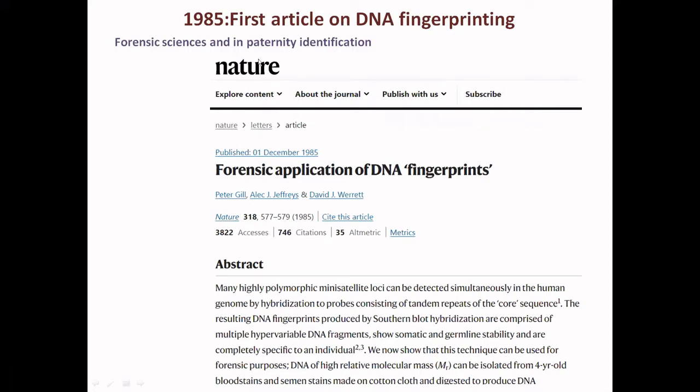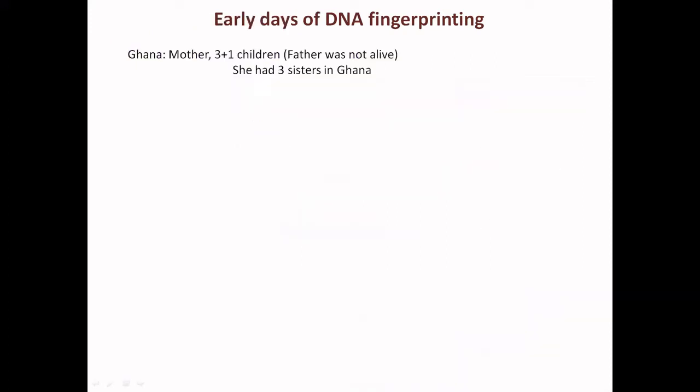This is the first paper, from 1985, related to DNA fingerprinting, and by the end of 1986, DNA fingerprinting gathered a lot of public support, and it was used as a very well-established technique in identifying people.